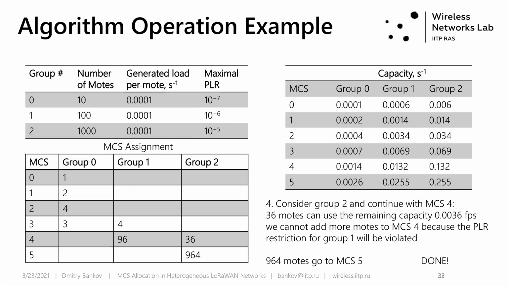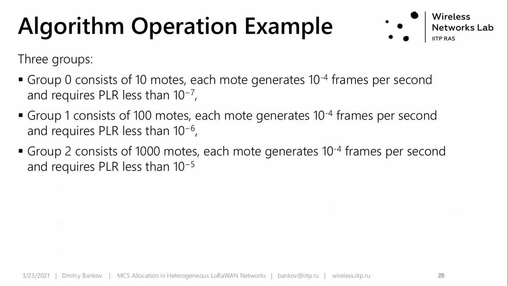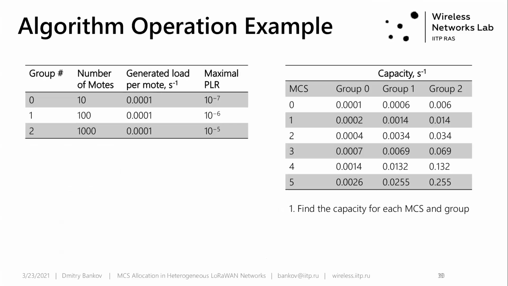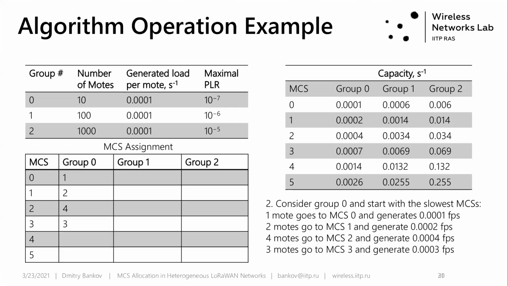Okay, so I understand. So you're asking if we could use the actual distribution of nodes within the circle, not to consider only the maximal PLR, but to use the distribution to provide a better, more complex, for example, assignment of MCSs, and to take into account the actual position of these nodes.